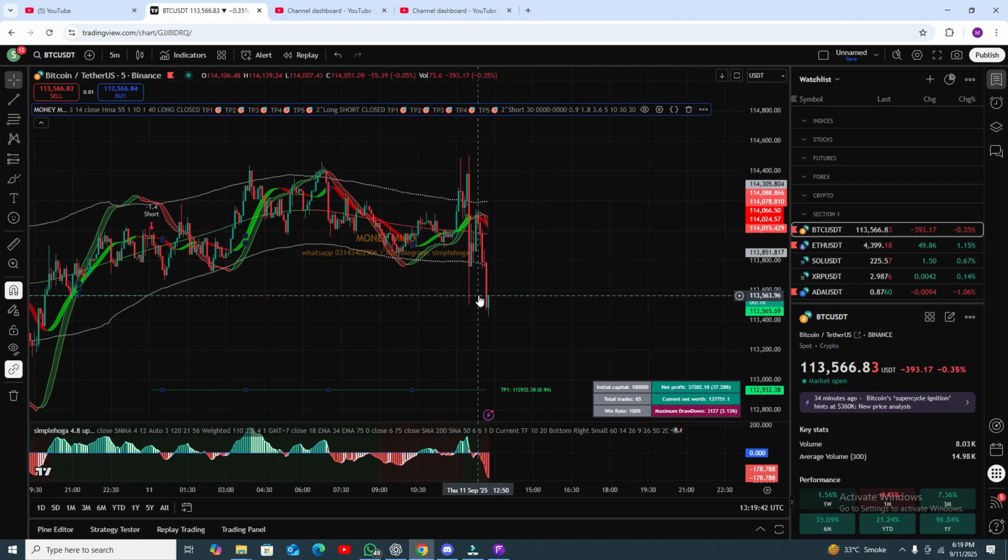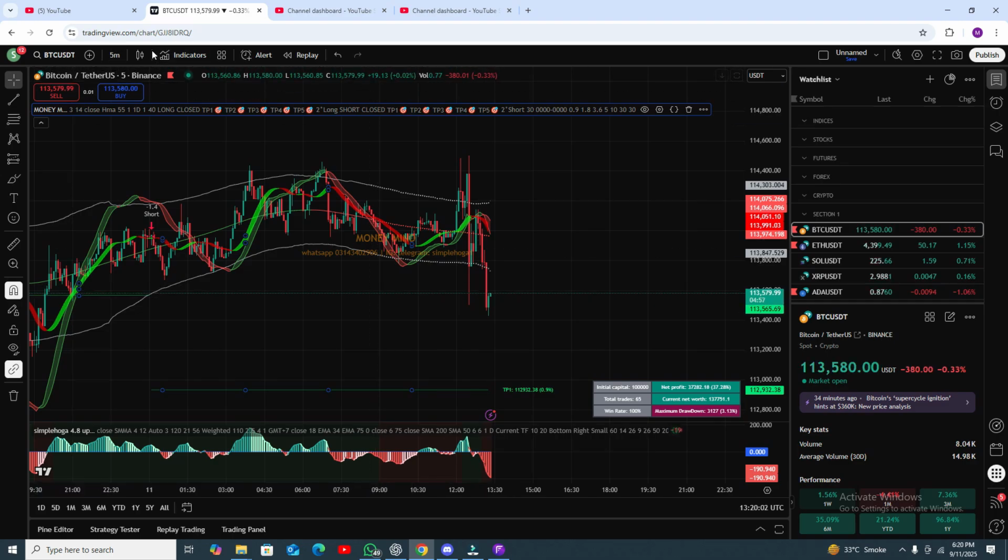you can open your sell position from this point, okay, and you can open your sell position one more time here, or you can open your sell position at this point, okay. Now you can see the results in some good profit, okay.